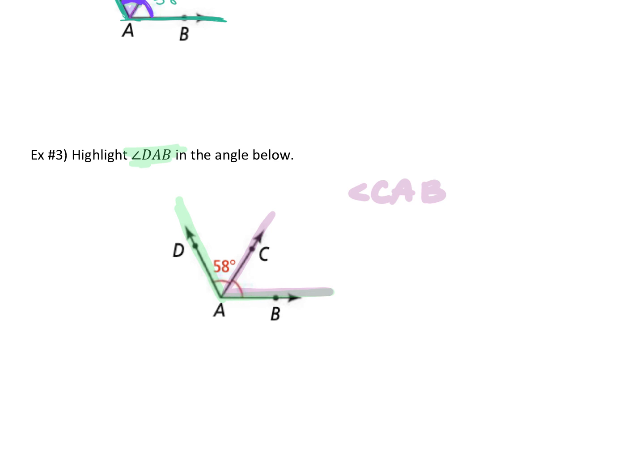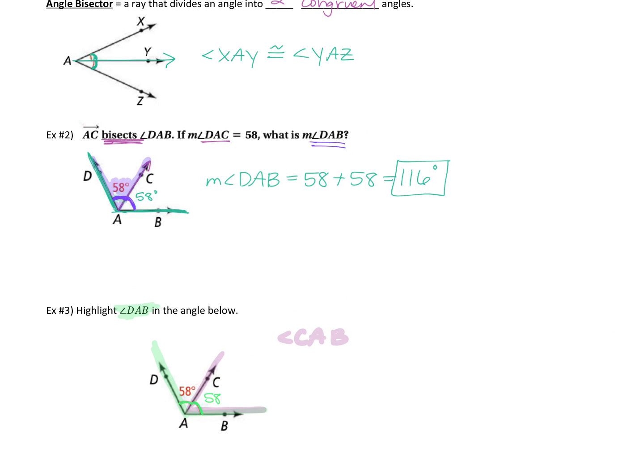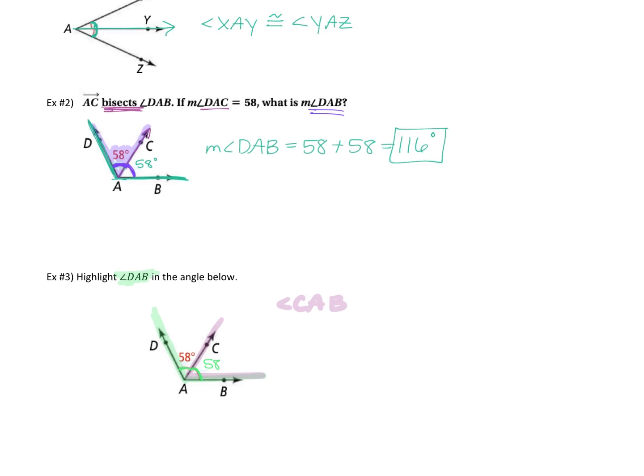So what is the measure of angle CAB in this picture? 58, right? The markings tell me they're congruent. These tell me that they're both 58. Okay. Any questions on that? All right.